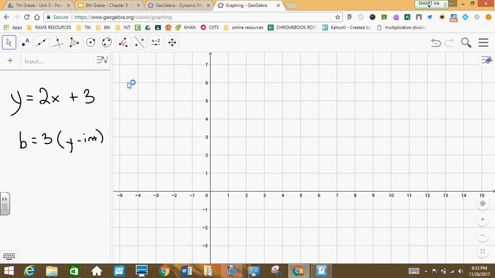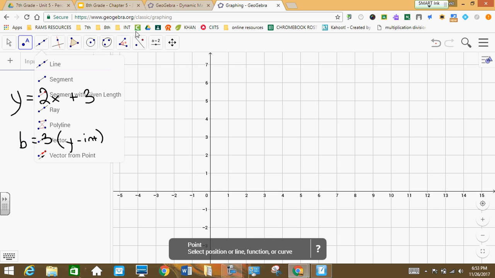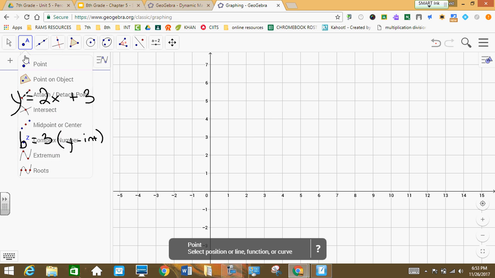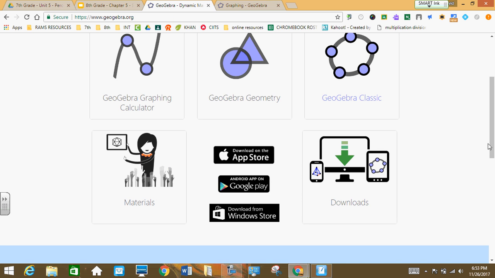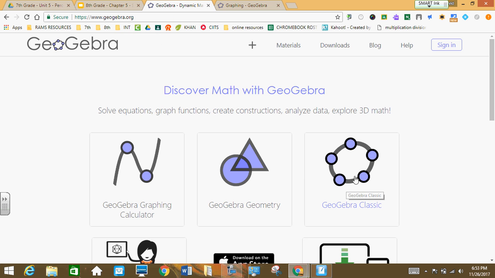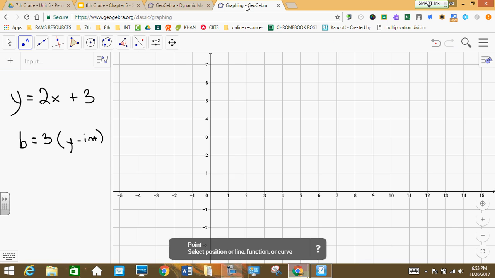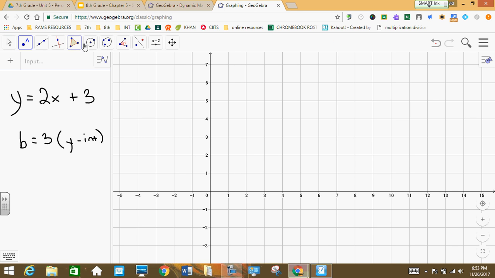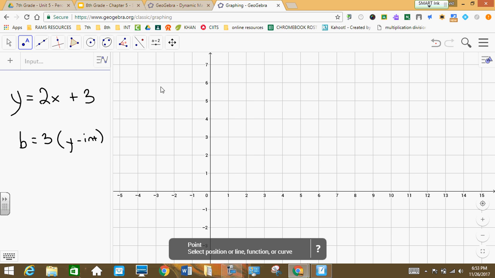Now, I'm actually on a website called geogebra.org, and it's kind of nice. It's called the GeoGebra Classic. That's what I'm using to graph this. There are different settings, but you've got these points of interest up here at the top. If you click where it's a point and an A, you'll get different options underneath, and just choose point, and then you can actually click on the point where you want it.